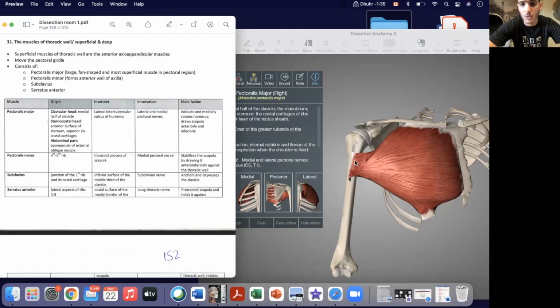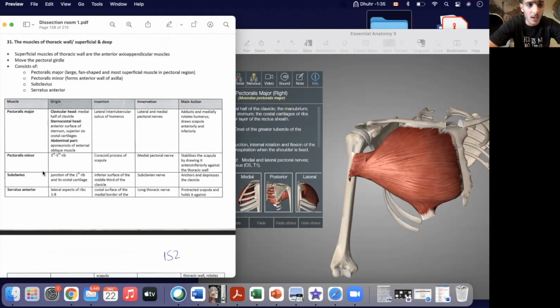And when you know exactly where this muscle inserts on the humerus, you will know exactly that it adducts and medially rotates the humerus. Adducts means, if you remember, addiction is closed. That's how I remember. Medially rotates, it will rotate the humerus medially, so towards the heart.